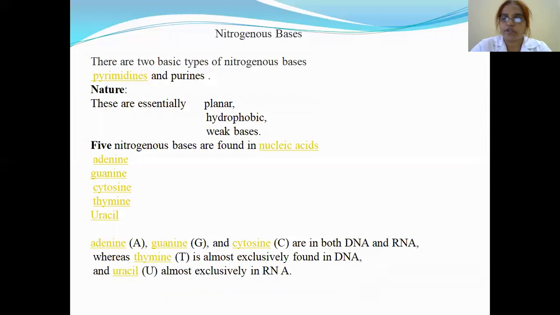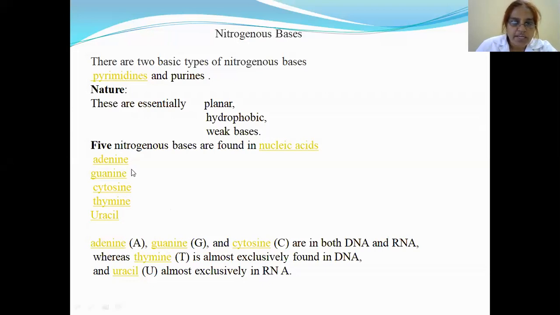Now see the nitrogen bases. Nucleic acids contain 5 types of nitrogen bases: adenine, guanine, cytosine, thymine, and uracil. These are the nitrogen bases. Okay, these 5 nitrogen bases are not all present in both DNA and RNA. Only 4 bases are present in DNA and RNA.